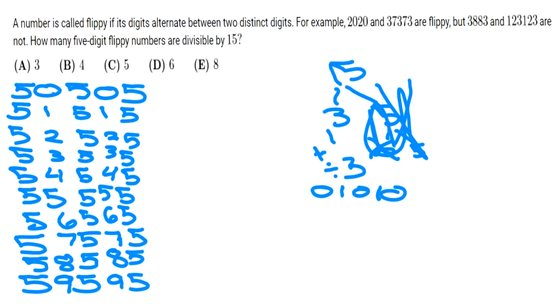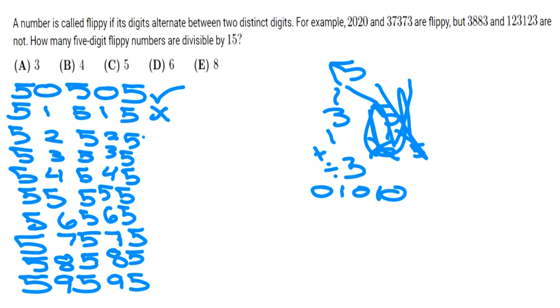So now if we look over at this side, it starts at 50505 and goes all the way to 59595. If we look at this, we have to see how many of these are divisible by 3. So if we add the first one up, 5 plus 0 plus 5 plus 0 plus 5, you get 15, which is divisible by 3. So this one is an option.